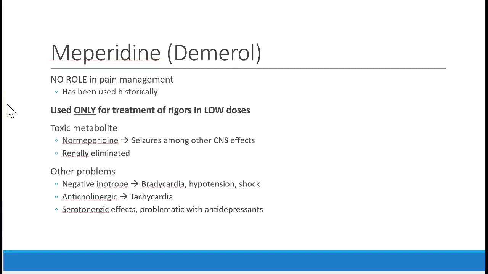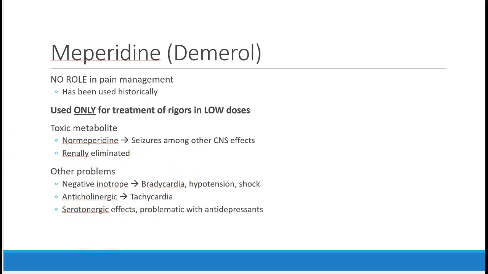Meperidine is Demerol. I put it on here just because it's sort of a historical opioid, has no role in pain management. So never prescribe this or think about giving this to anyone for pain. There's absolutely no reason to do it. If somebody is telling you to prescribe meperidine for pain, you should ask them why they're thinking that, because it's inappropriate. Every once in a while, I have somebody ask me for Demerol, and I'm just like, what? We don't use Demerol for pain anymore. The reason why is it has a toxic metabolite that causes seizures, among other CNS side effects, and it does accumulate fairly quickly. It also has some other problems here that I've listed down here.